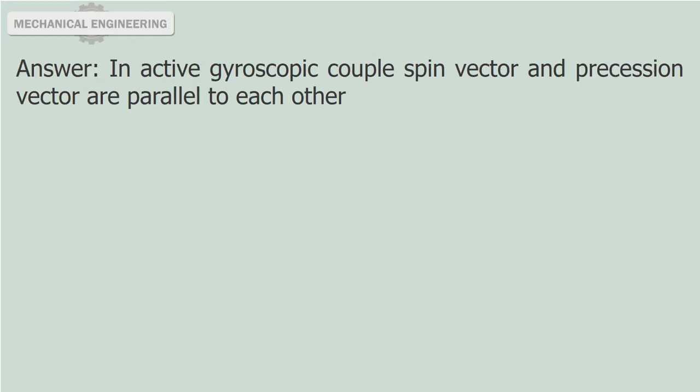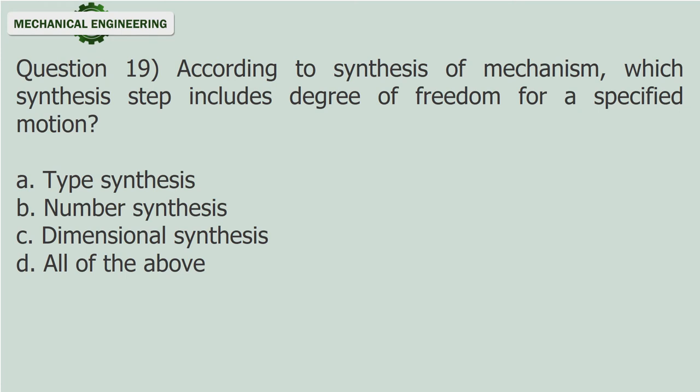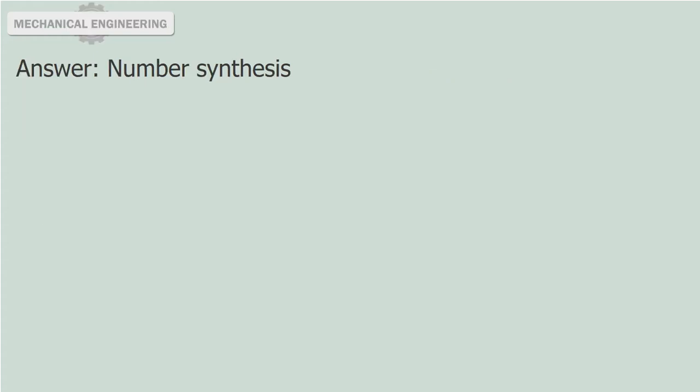Answer. Inactive gyroscopic couple: spin vector and precession vector are parallel to each other. Question 19. According to synthesis of mechanism, which synthesis step includes degree of freedom for a specified motion? A. Type synthesis. B. Number synthesis. C. Dimensional synthesis. D. All of the above. Answer. Number synthesis.